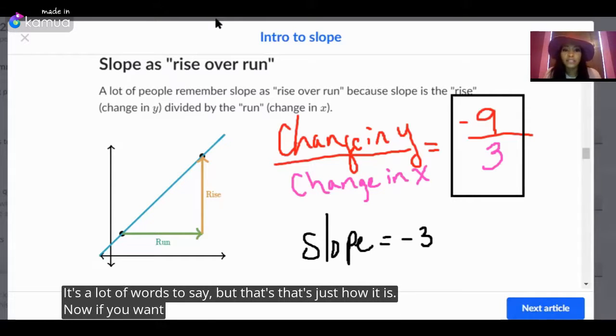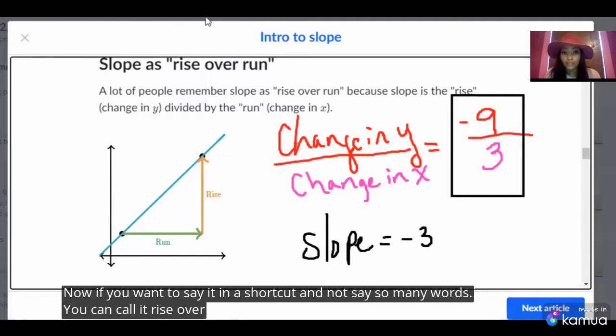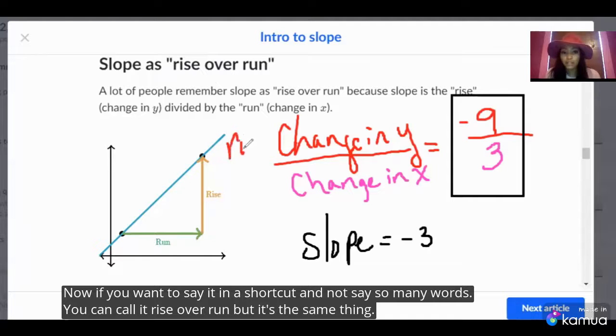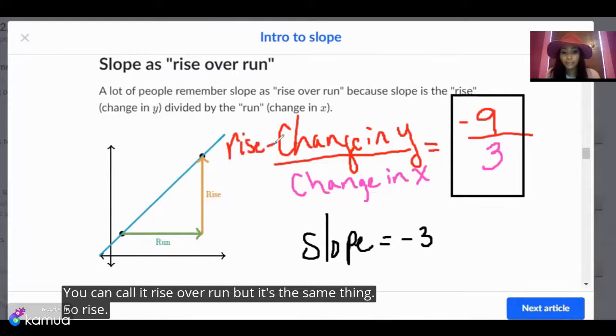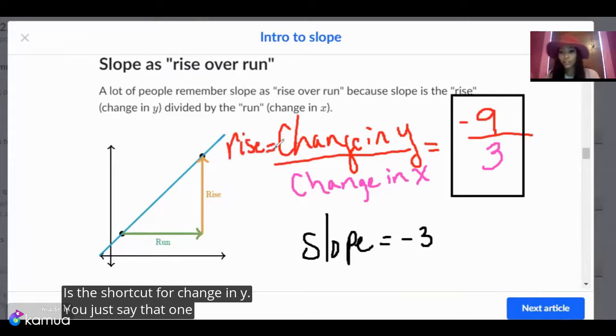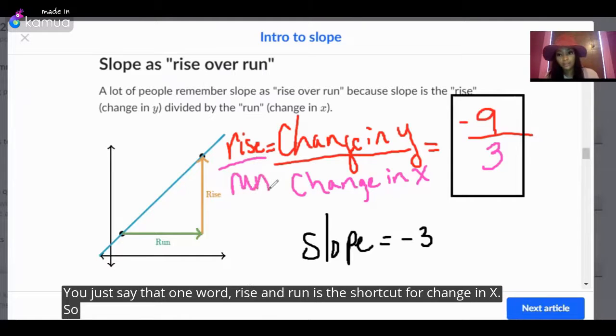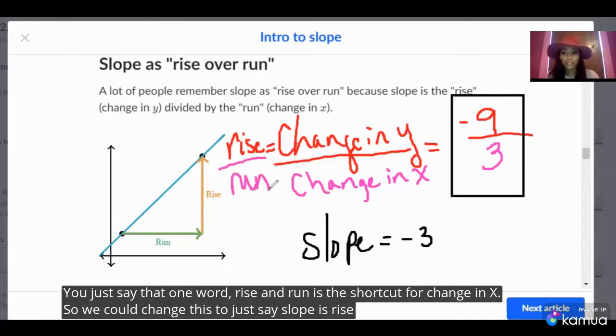Now, if you want to say it in a shortcut and not say so many words, you can call it rise over run, but it's the same thing. So rise is the shortcut for change in y. You just say that one word, rise. And run is the shortcut for change in x. So we could change this to just say slope is rise over run.